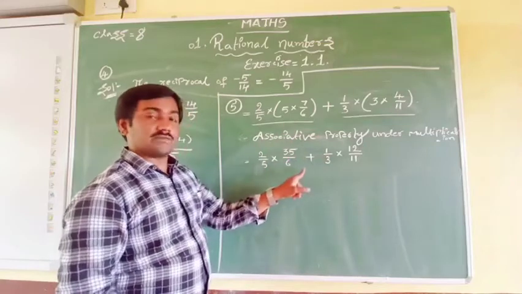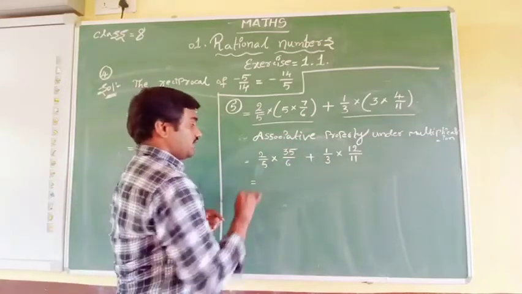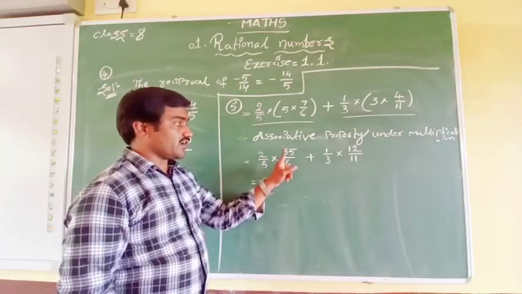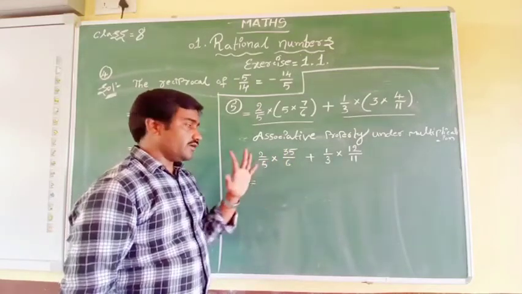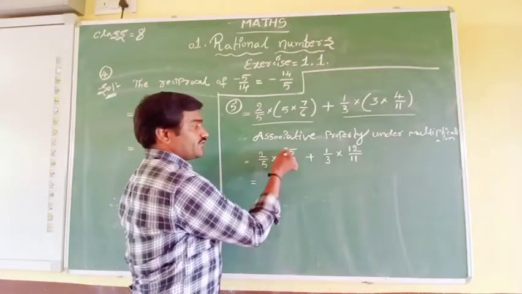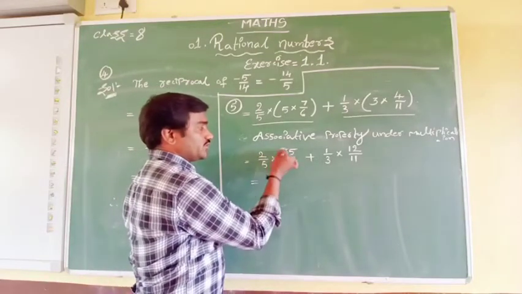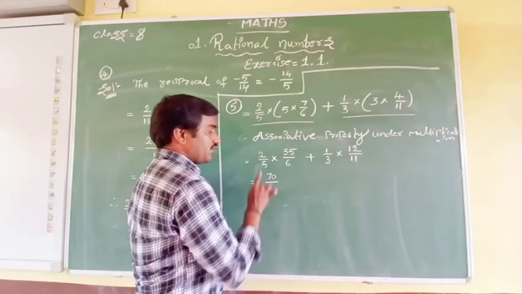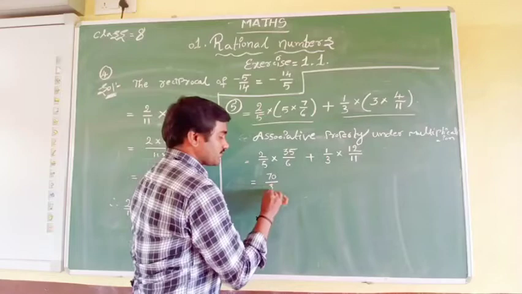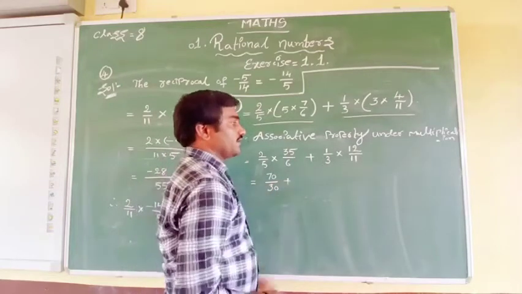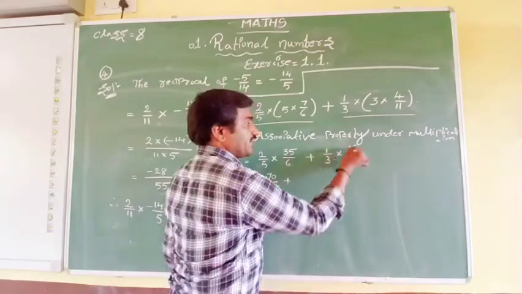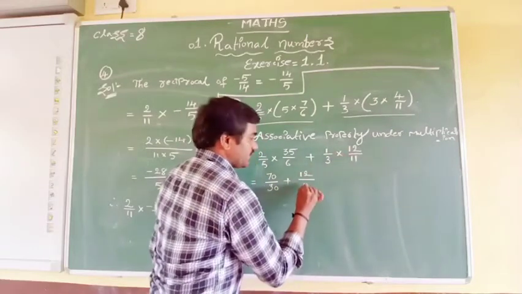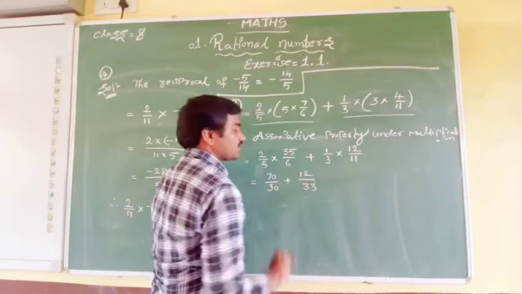So I will be going with the simplification of the same one. Let's see. The product of two fractions will give us the product of numerators by the product of denominators. What are the numerators here? 2 into 35, that is 70, by 5 into 6, that is 30. Plus here the same one again. 1 into 12, that is 12, by 3 into 11, that is 33.